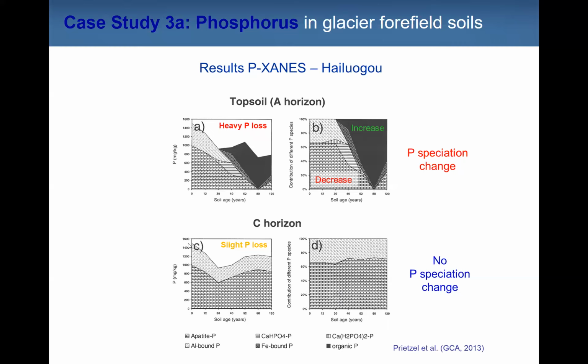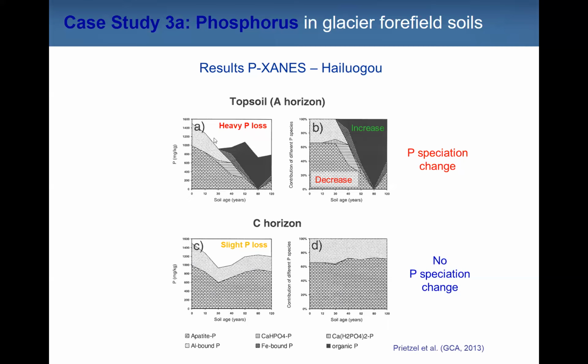And you see the phosphorus concentration goes down though. So there is some P depletion with time of soil formation, but there is no exchange of original mineral P by humus P. And this is different in the topsoil.